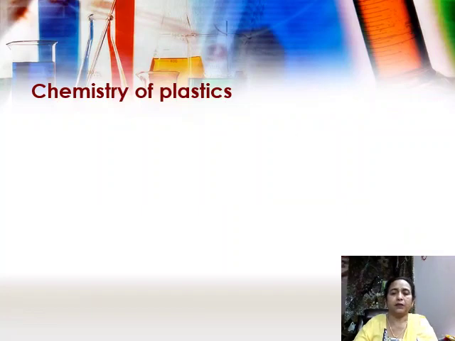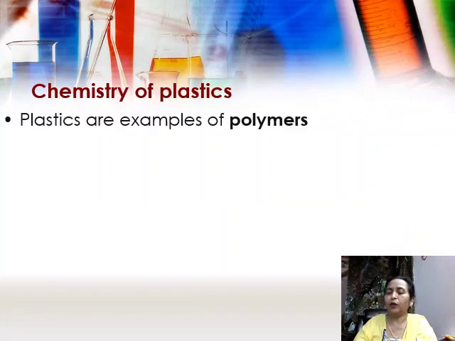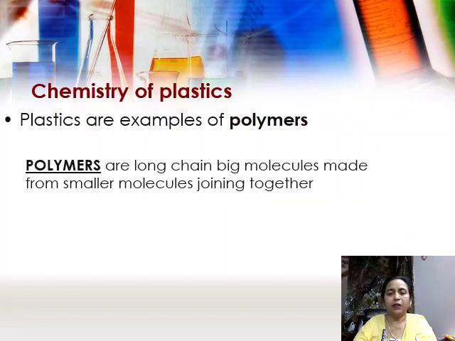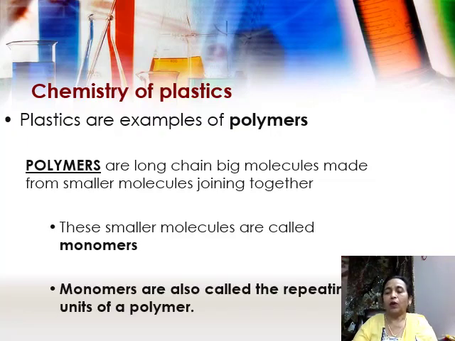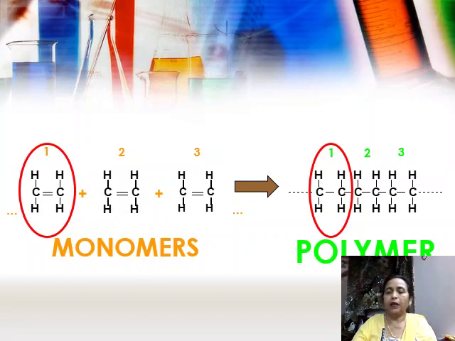Chemistry of plastics. Plastics are examples of polymers. Polymers are nothing but long chain big molecules made from small molecules joined together. These smaller molecules are called monomers. Monomers are nothing but the repeating units of a polymer. Here you can see 1, 2 and 3 monomers. When they combine together, they form one big molecule. This one big molecule is called polymer.